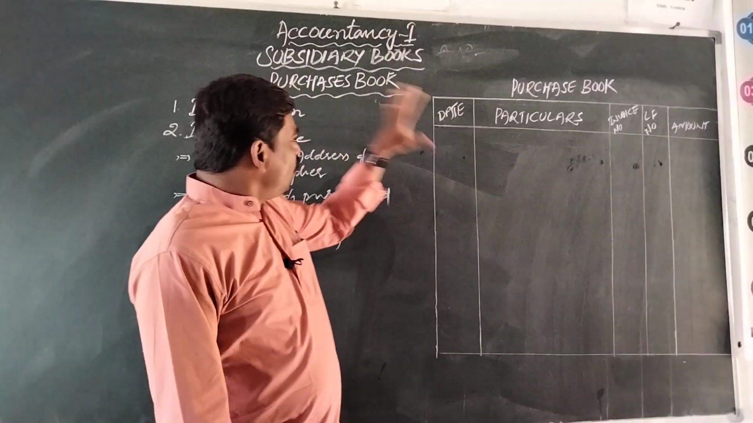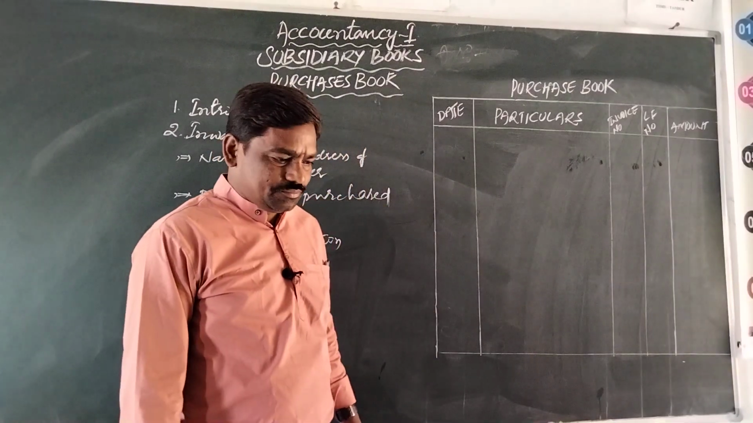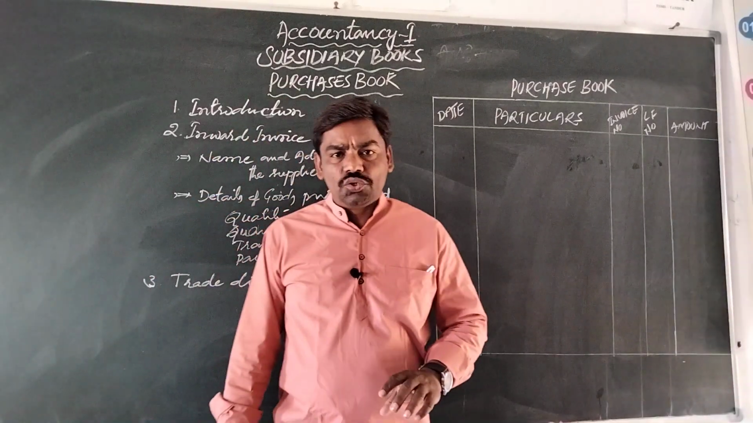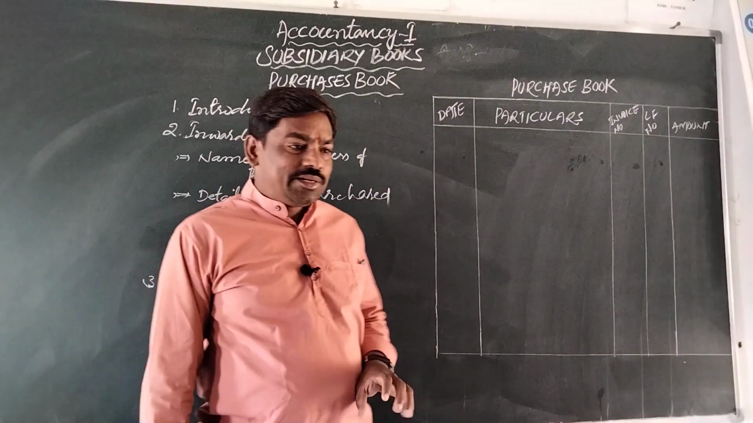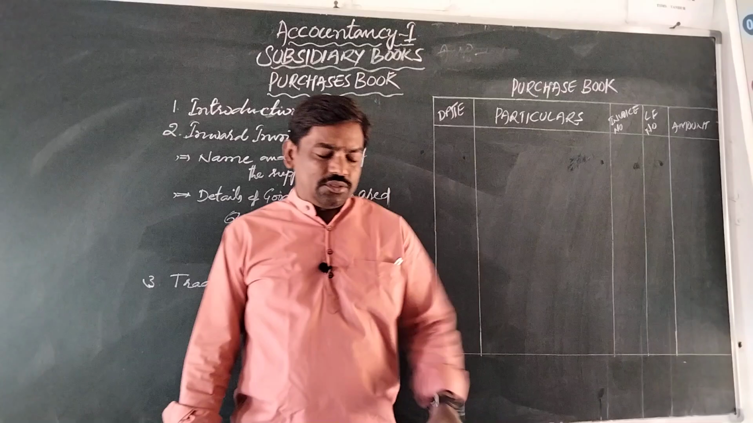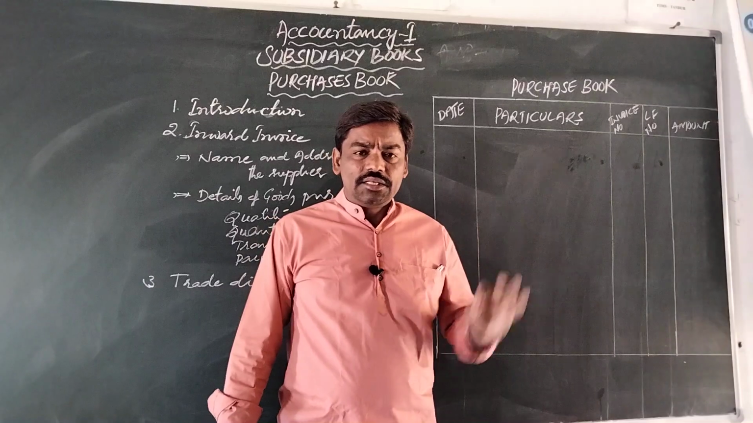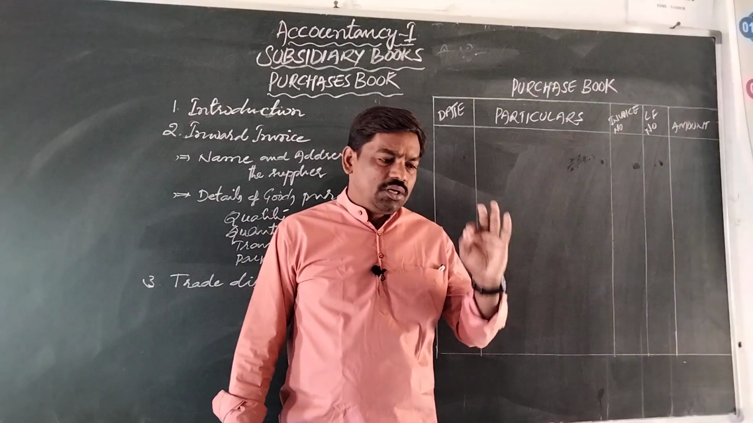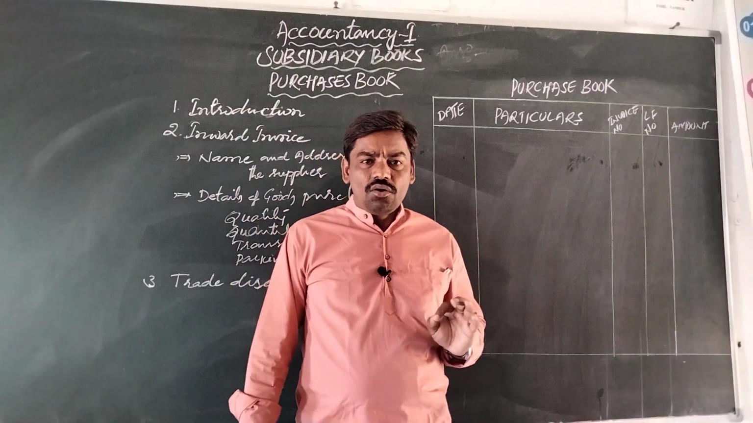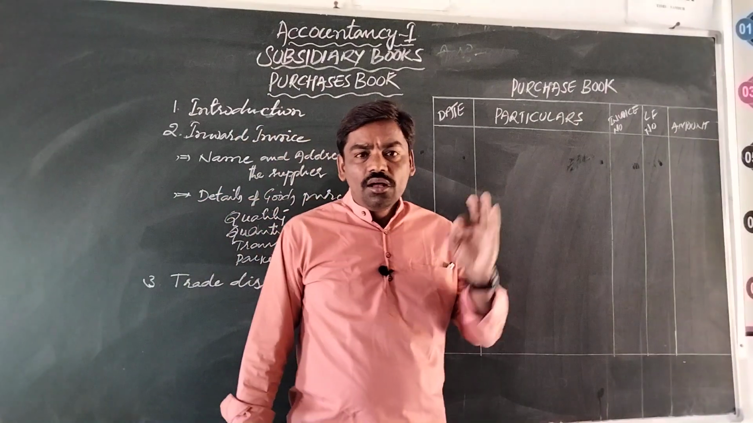Why do we maintain a purchase book in a business organization? We use the purchase book as a journal to record credit purchases only. This is the important point. We use the purchase book to record only credit purchases information in the books of the organization. We can't record cash purchases in the purchase book.